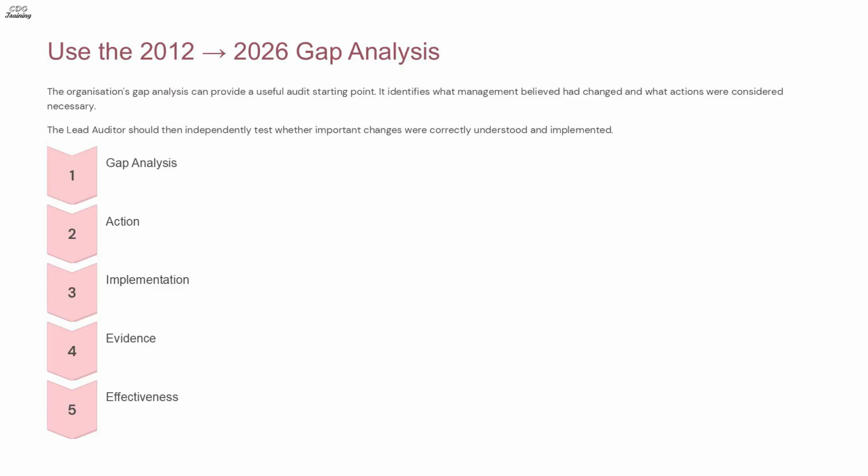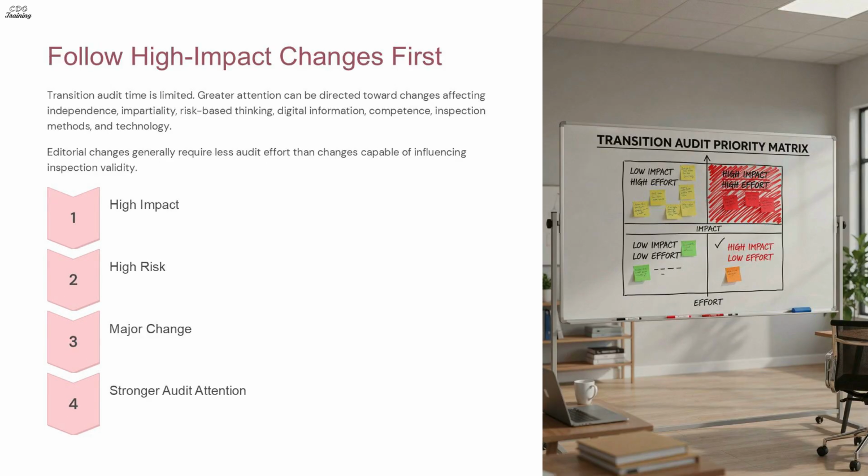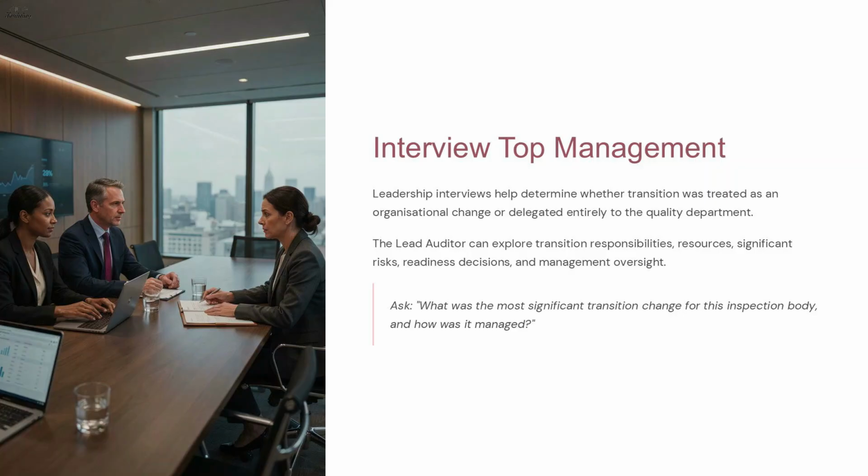The lead auditor should test whether changes were understood and implemented correctly. With limited audit time, prioritize high-impact changes affecting independence, technology, and inspection validity. Editorial changes require less effort than those influencing inspection quality. Interviews with top management help determine if transitions were treated as organizational changes. Explore responsibilities, risks, and management oversight to understand transition handling.